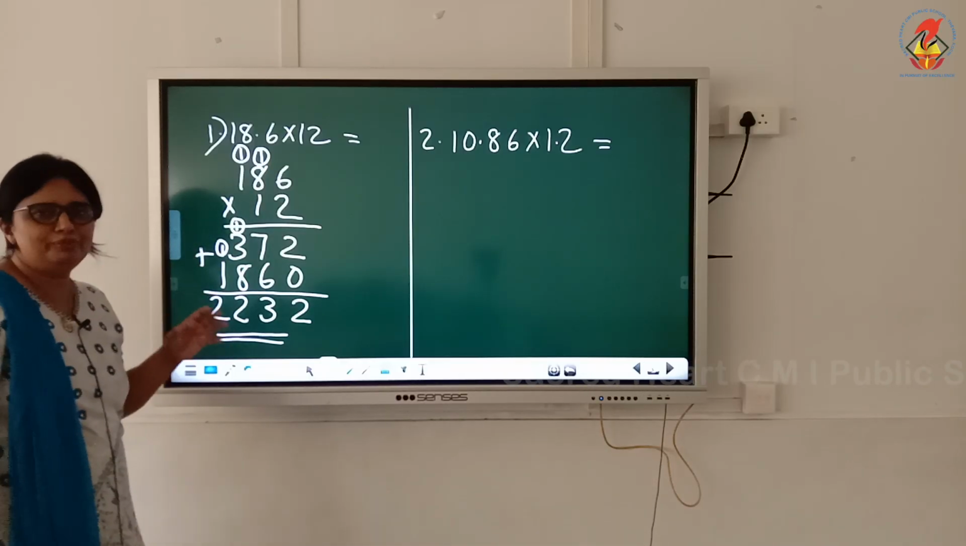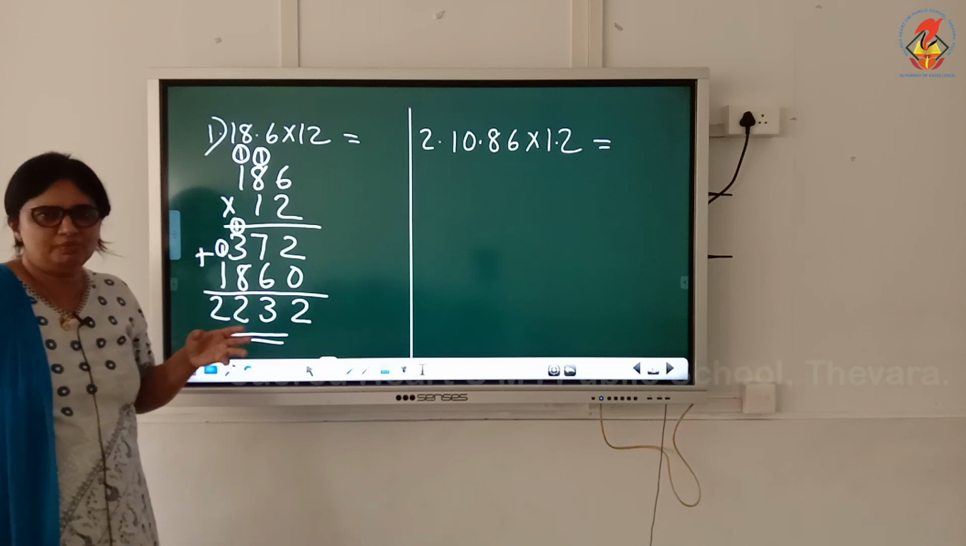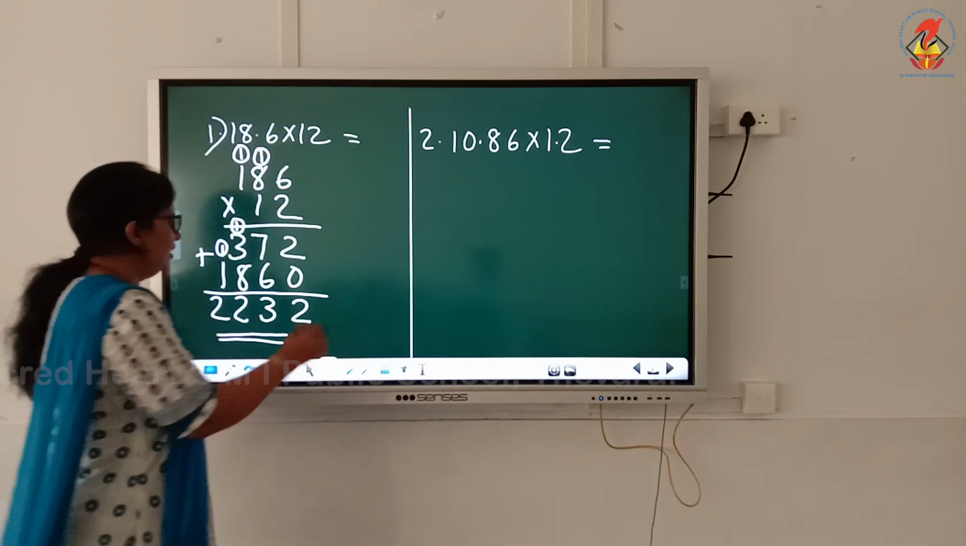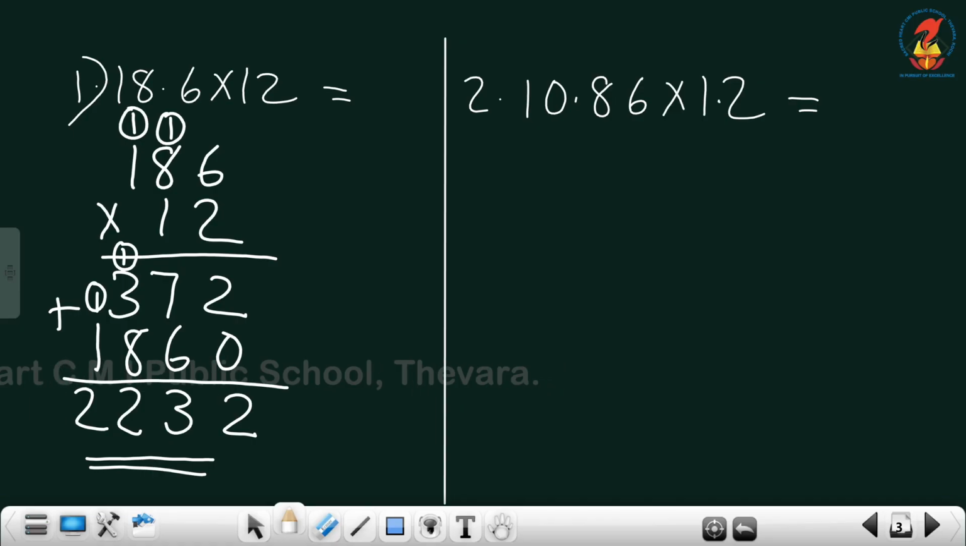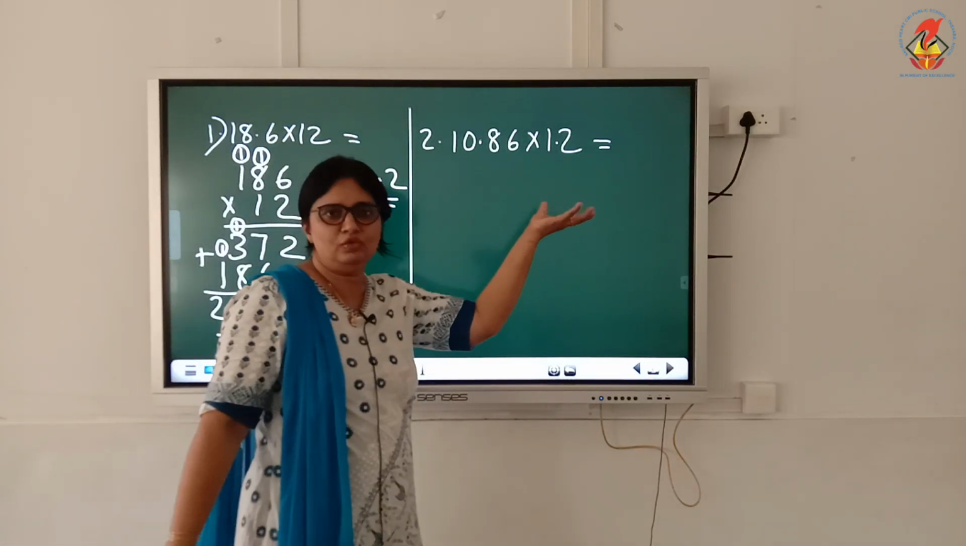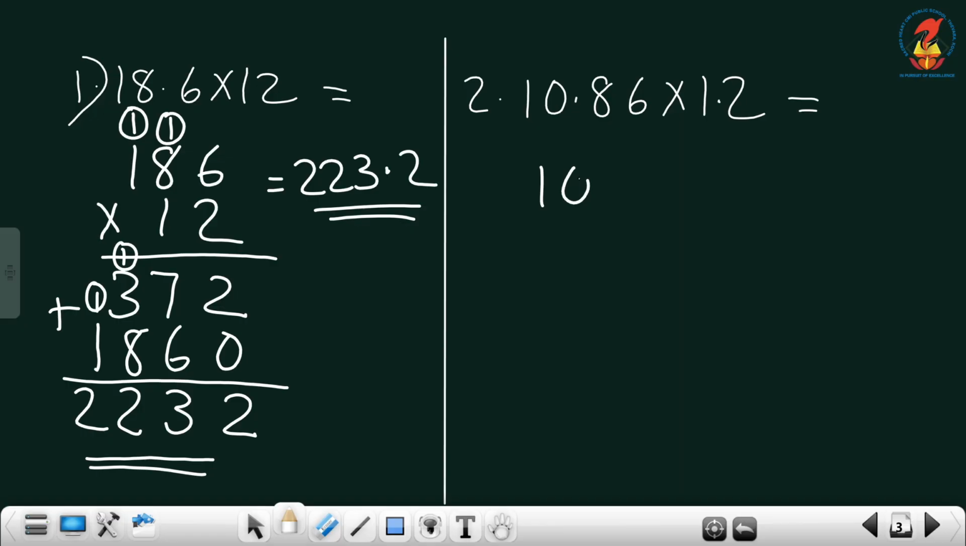And where do I need to put the decimal point? How many decimal places do I need to put? 1 decimal place only. See the number? 1 decimal place only. So the answer is what? 223.2. The answer is 223.2 only. Okay. And the next one is 10.86 into 1.2. How can we? By ignoring the decimal point, I need to write it as a whole number. That is 1086 into 12.